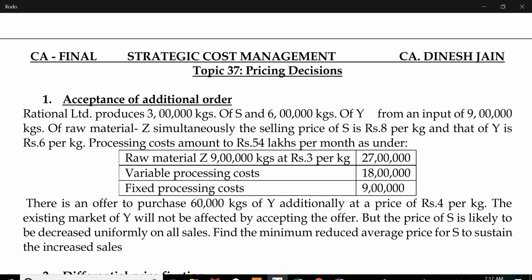Whatever I'm going to do in problem solving, whatever you learnt in marginal costing and relevant costing will only come here. Rational Limited produces 3 lakh kgs of S and 6 lakh kgs of Y from an input of 9 lakh kgs of raw material Z. The selling price of S is 8 per kg, Y is 6 per kg. Processing cost amounts to 54 lakhs per month as under. There is an offer to purchase 60,000 kgs of Y additionally at a price of 4. The price of Y will not be affected, but the price of S is likely to be decreased uniformly on all sales. Find the minimum reduced average price for S to sustain the increased sales. Go through this.